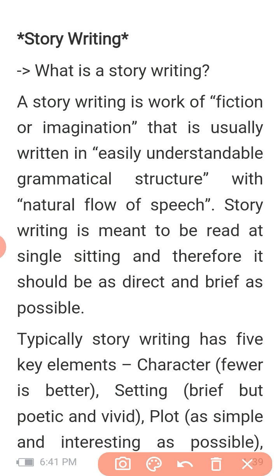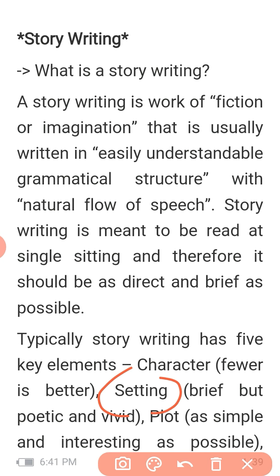So what is the very first thing in a story? It should be character. Fewer is better, मतलब बहुत ज़्यादा character मत डालो. So fewer characters can be a better idea to write a story. Setting: what do you understand by the word setting? Brief but poetic and vivid. So setting should be brief but poetic and vivid. I'll explain this term later, but now you should know the meaning of the word setting. I guess I have already explained it to you in the previous year. What do you understand by the word setting?